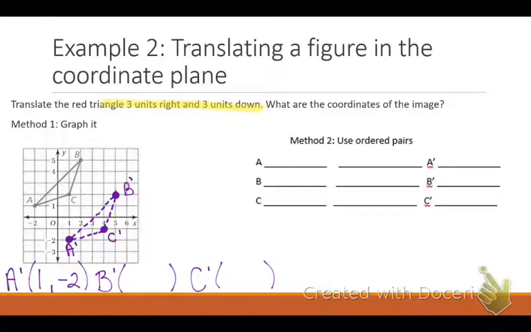All right, what'd you get for B prime, guys? Just tell me. 5, -2. 5, -2, very good. And what'd you get for C prime? 4, -1. Yes, 4, -1. Okay, any questions on how we came up with those ordered pairs? Anything? Okay, so method 1, if I'm given a graph and I'm looking at a graph and it says translate, that's exactly how they would do it. All right, now let's look at method 2.